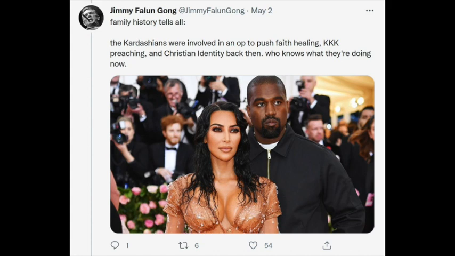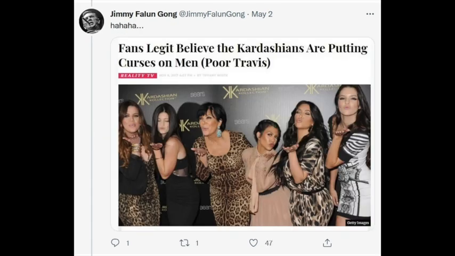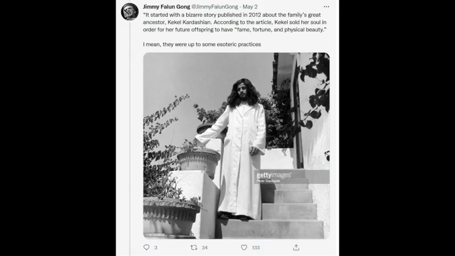And look, fans legit believe the Kardashians are putting curses on men, and it has poor Travis. And look at the picture they're taking, blowing with the open hand. Guys, they're casting their spells upon the world. You know, when your mother releases your sex tape to get you famous, maybe your mama isn't all about love and hugs and kisses. She released your sex tape. Okay, it started with a bizarre story published in 2012 about the family's great ancestor, Kekel Kardashian.